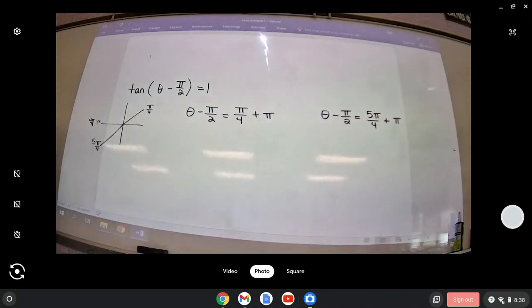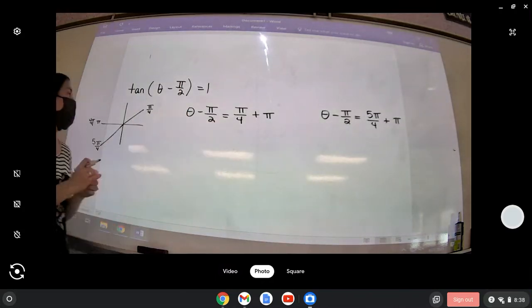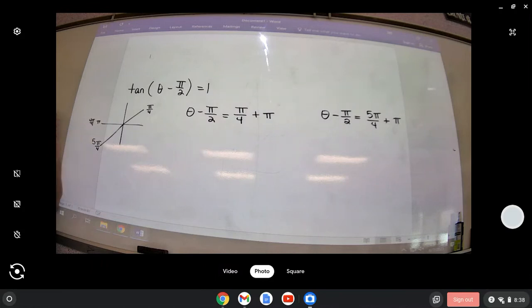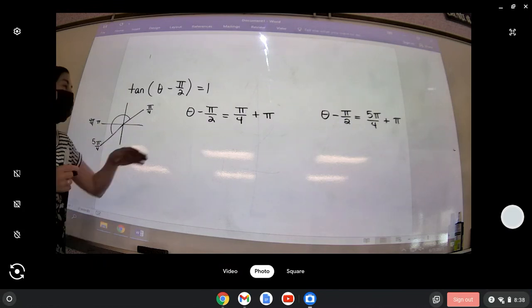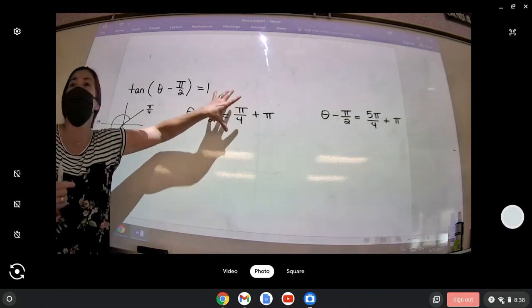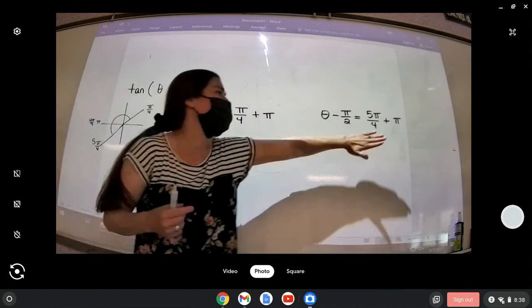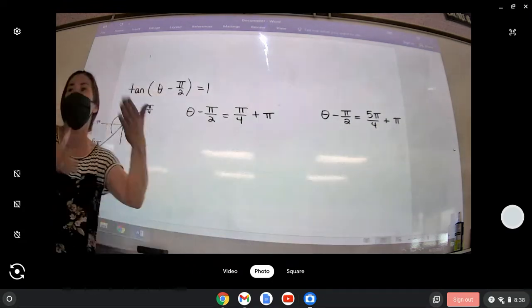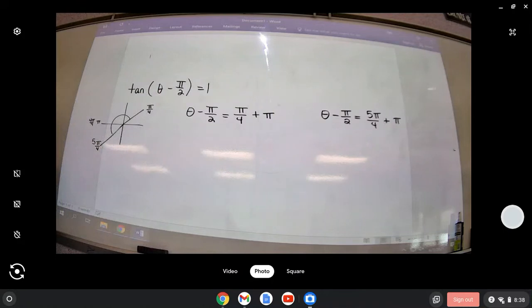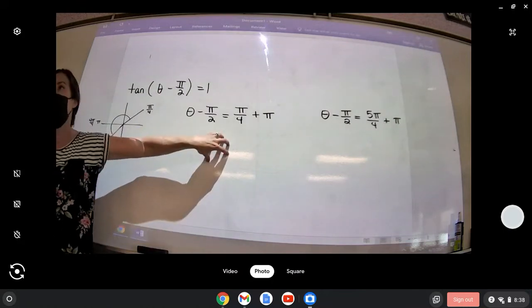Now, I don't know if you guys remember from Friday, but the beautiful thing about tangent is that his period is so quick, his period is pi radians. Well, guys, these angles are pi radians apart. So you actually only have to solve the first equation, and then his second answer is his first answer. So tangent's nice in that he picks up all of the answers from the first equation anyway.